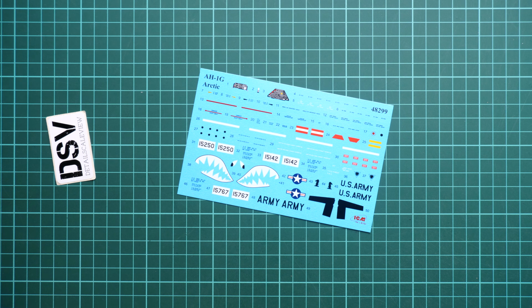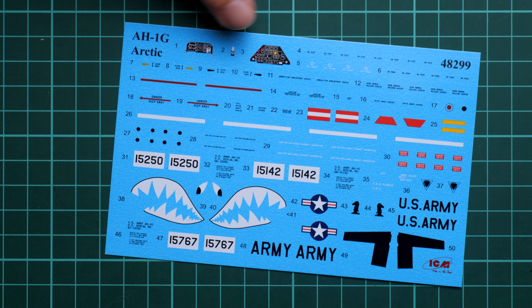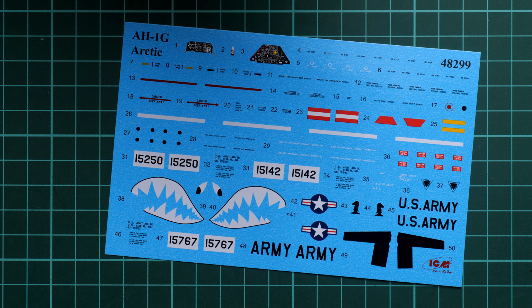And that's really great. Next, we have some decals here, of course. They are hidden in the assembly manual, but here they are. Let's close the lenses, zoom in. So here we have decals for the instrument panel. We also have some decals for the shark mouth, some stencils.